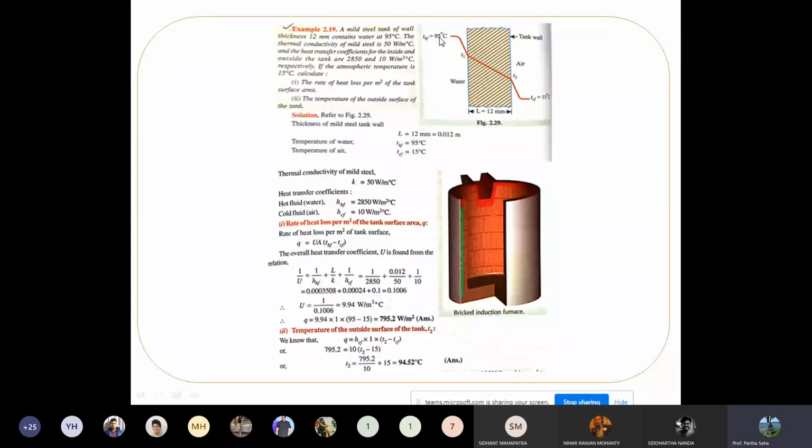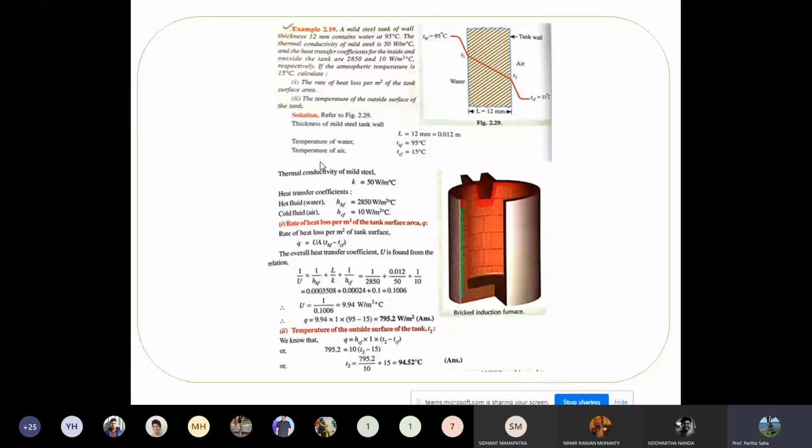So all the parameters are given, right? Inside temperature, hot fluid 95, there is a temperature drop T1, then T2, and then finally outside temperature 15. This is water. This is the tank wall. You have been given the figure. Thickness of the mild steel wall given 12 millimeter. Temperature of the water 95, temperature of the air 15. Thermal conductivity of mild steel given 50 watt per meter C. Heat transfer coefficients, because for water you need heat transfer coefficient, for hot fluid and cold fluid are given. So what will be the rate of heat loss per meter square?